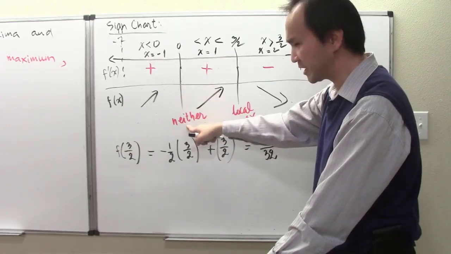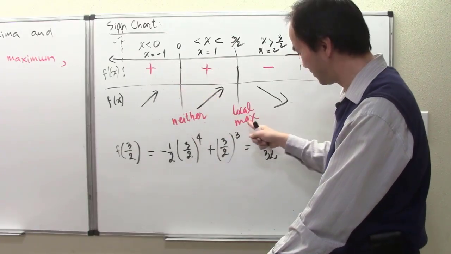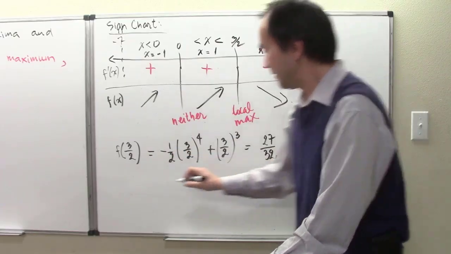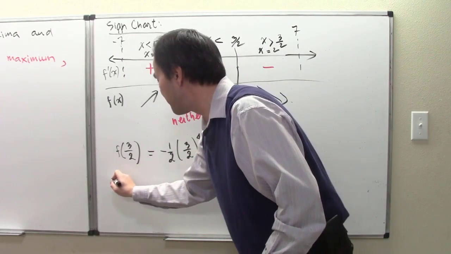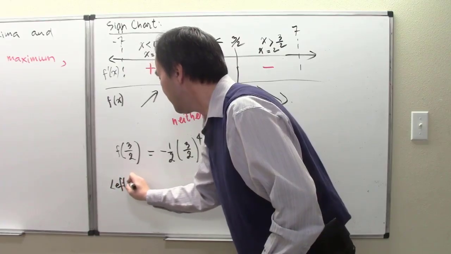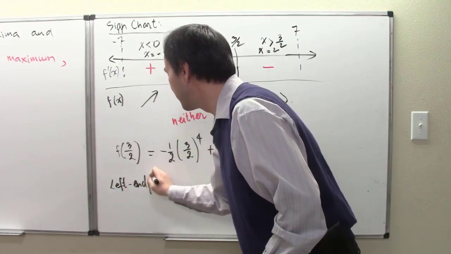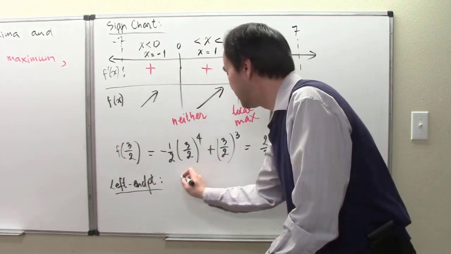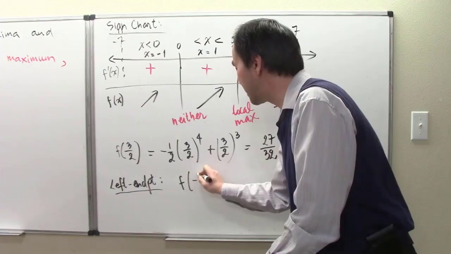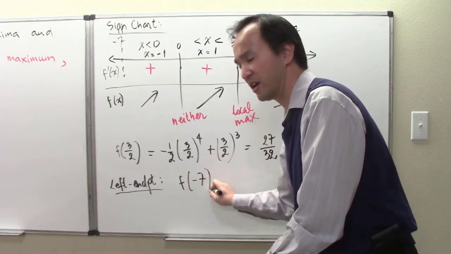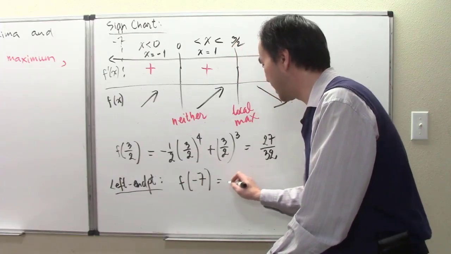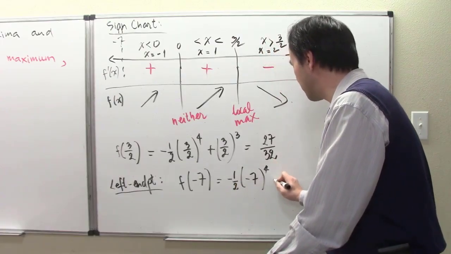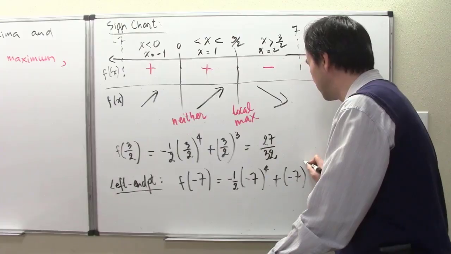This critical value is neither, so we don't have to worry about that, right? We already calculated the value at the local maximum here. So now we're going to look at the left endpoint. Okay, left endpoint. Sorry for my shorthand writing right here, but left endpoint means you're going to substitute the -7, the left end of our interval, into the function. So we're looking at -1/2 times -7 to the 4th power plus -7 cubed.